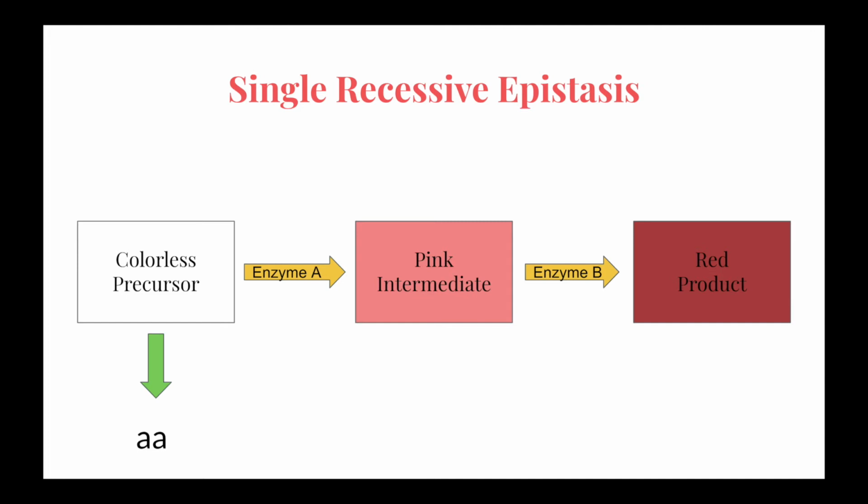However, if the person has at least one capital A allele, they are able to produce enzyme A, which leads to a pink intermediate. If the person makes it to this point and has two little b alleles, they will stay at this point and will have pink hair. But if the person has at least one capital B allele, they are able to produce enzyme B, which ultimately leads to the red product, and they will have red hair.